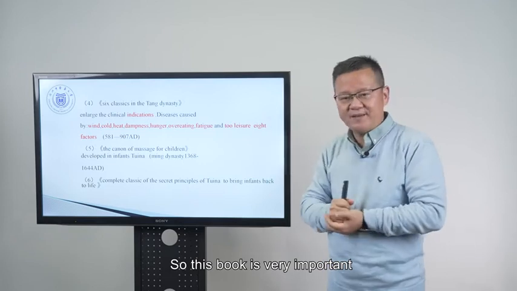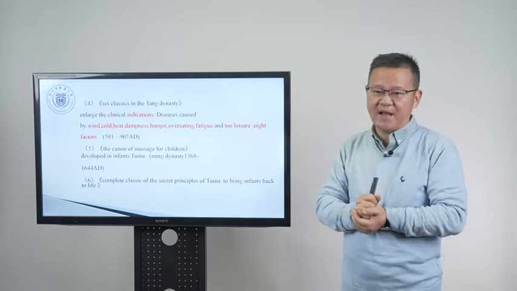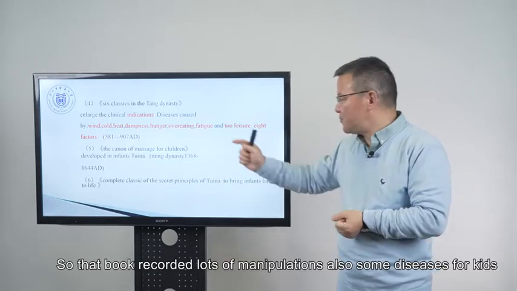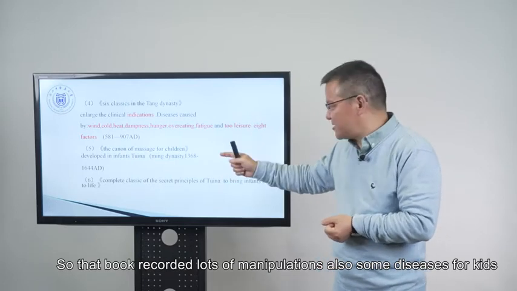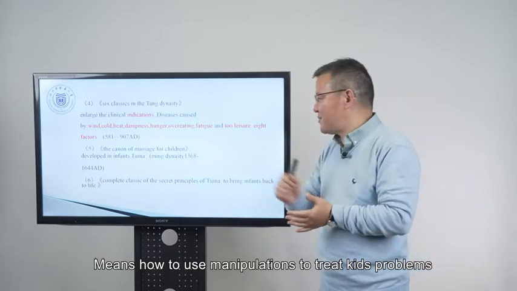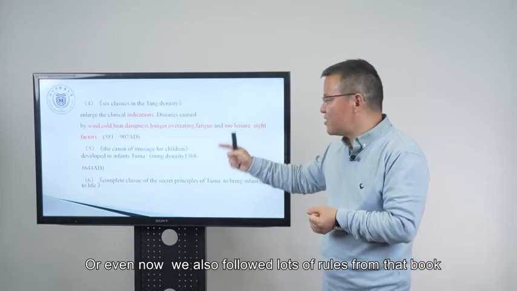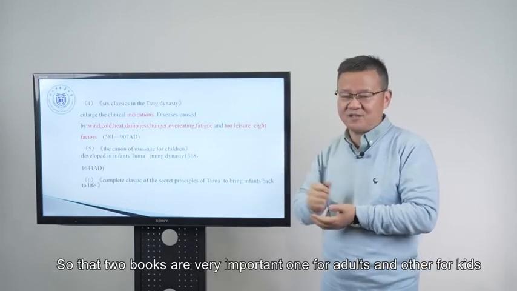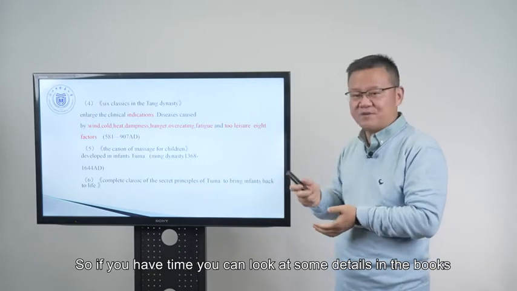So this book is very important. Another book is what we call the Canon of Massage for Children. This book is from the Ming Dynasty. That book records lots of manipulations and also some diseases for kids, meaning how to use manipulations to treat kids' problems. Even now we also follow lots of rules from that book. So those two books are very important, one for adults, another for kids. If you have time, you can look at some details in the books.